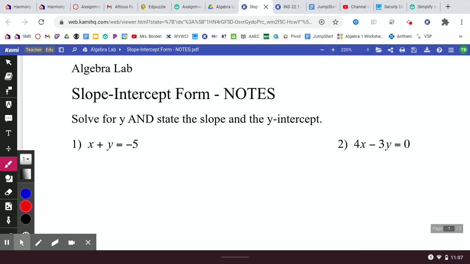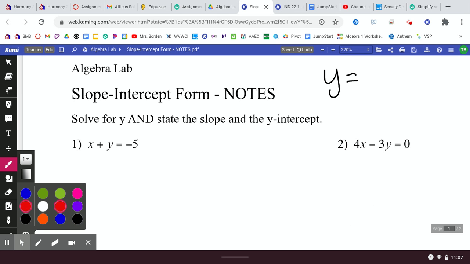All right, so continuing from yesterday we introduced slope-intercept form. This is just a little bit of a review. With slope-intercept form, it was y equals mx plus b, okay? Y equals mx plus b, that is what slope-intercept form is. And we talked about the m is the slope, and the b is the y-intercept. Okay, this is review from yesterday.